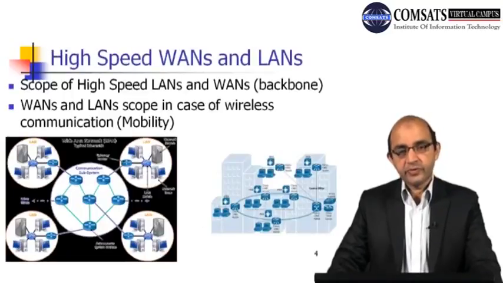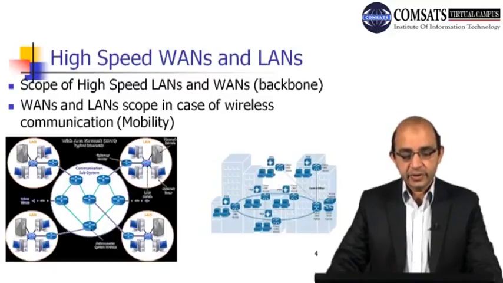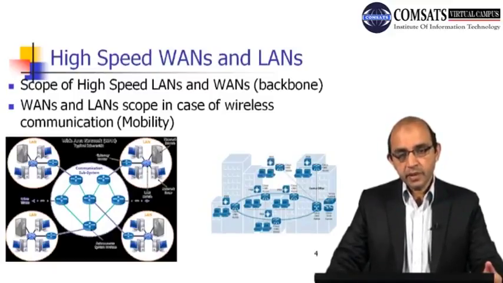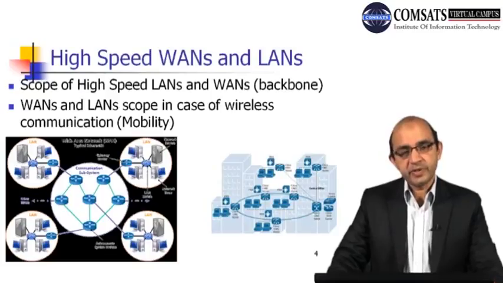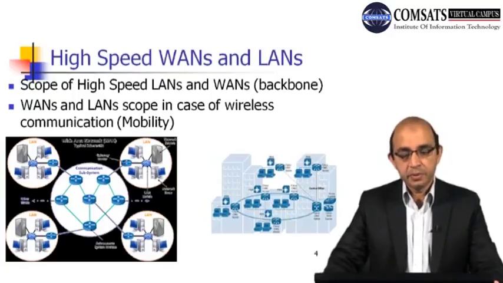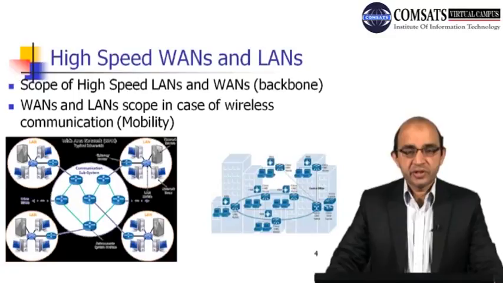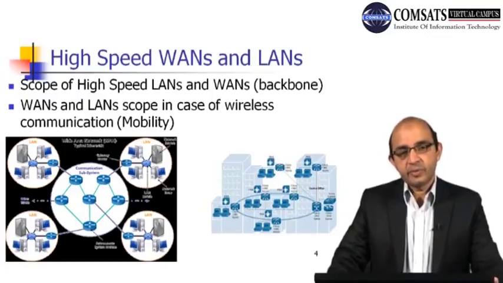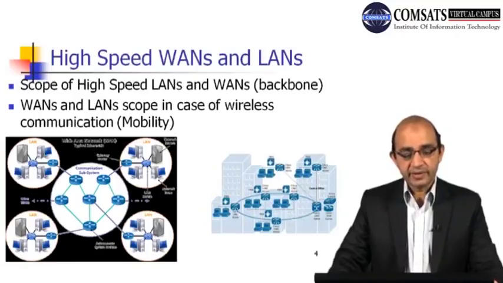So whenever we talk about WANs and LANs, in some scenarios even LANs and WANs act as backbone, especially whenever we talk about wireless networking, wireless and mobile computing. So there has to be an infrastructure in order to support the services, the applications, and the functionalities for that wireless and mobile computing and communication. So that backbone can be provided by LANs, high-speed LANs or high-speed WANs.